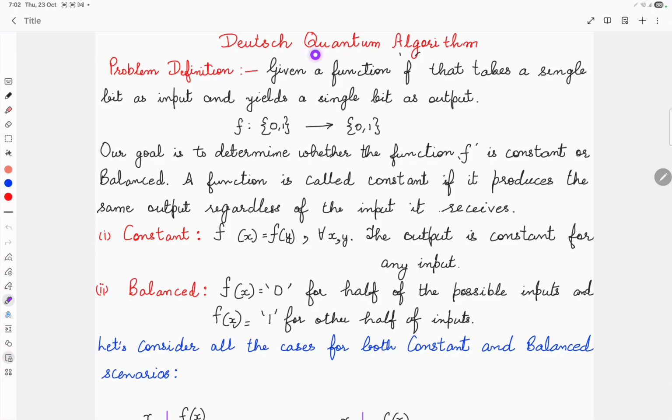Everybody, let us talk about the Deutsch quantum algorithm, and further we will also discuss the Deutsch-Jozsa quantum algorithm. Quantum algorithms outperform classical ones because they use principles like superposition, entanglement, and quantum interference to process many possibilities at once. Instead of checking each input one by one, as classical algorithms do, quantum algorithms explore multiple outcomes simultaneously and use interference to amplify the correct answers and cancel out the wrong ones.